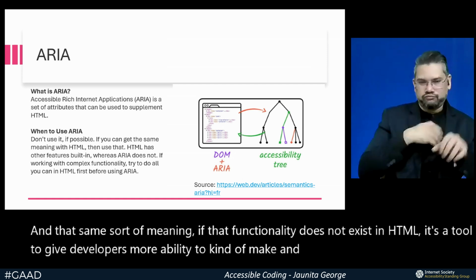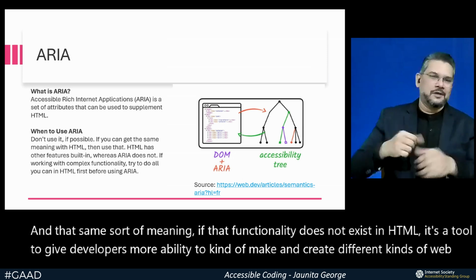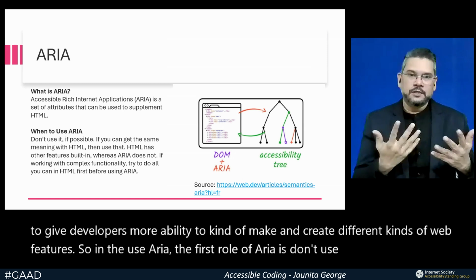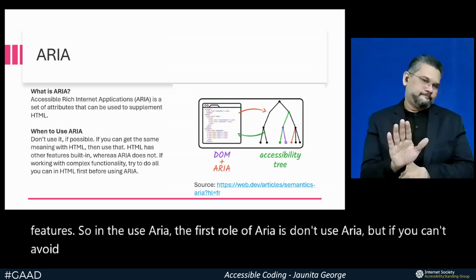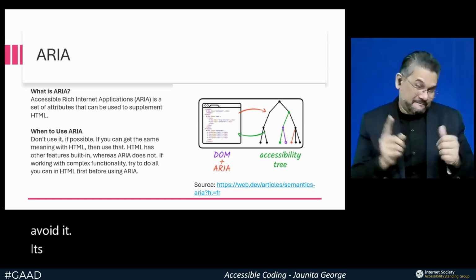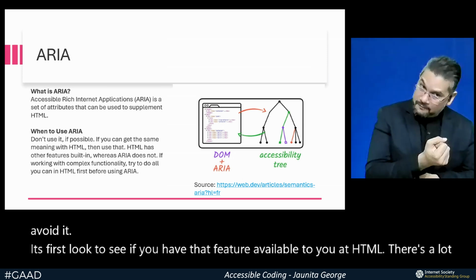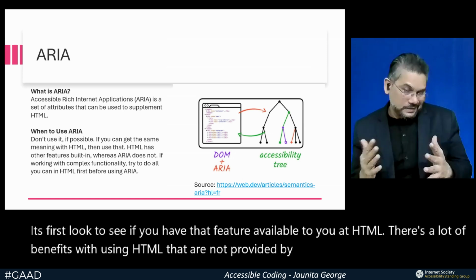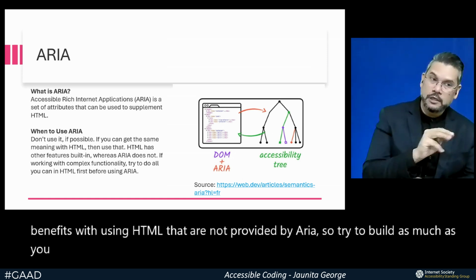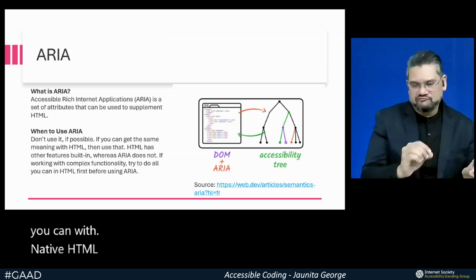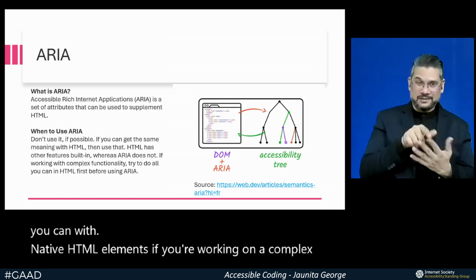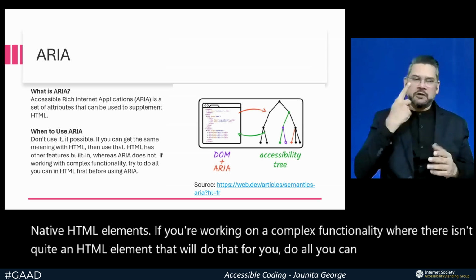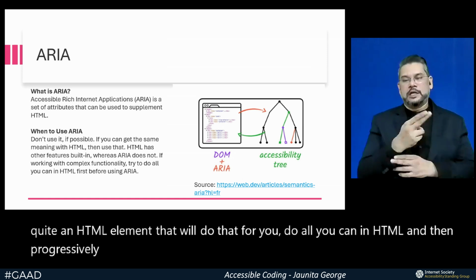It's a tool to give developers more ability to create different kinds of web features. So when you use ARIA, the first rule of ARIA is don't use ARIA. But if you can't avoid it, first look to see if you have that feature available to you in HTML. There's a lot of benefits with using HTML that are not provided by ARIA. So try to build native HTML elements. If you're working on a complex functionality where there isn't quite an HTML element that will do that for you, do all you can in HTML and then progressively enhance by adding ARIA to cover the gaps.